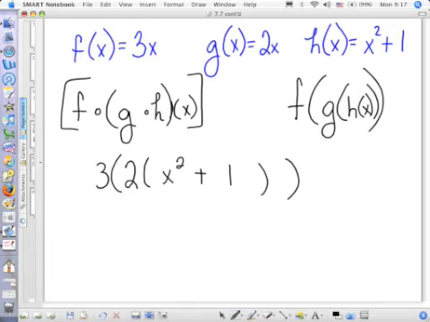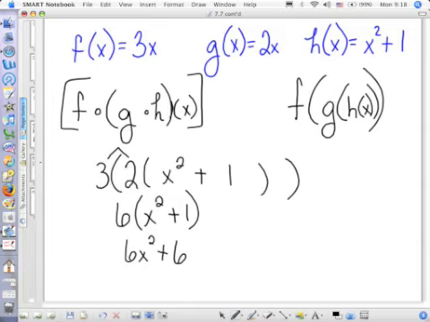Okay, now this is all multiplication. We can multiply here and get 6 times x squared plus 1, and then distribute the 6. And so what you get here is 6x squared plus 6. Both of those are saying the same thing, are asking for the same thing.